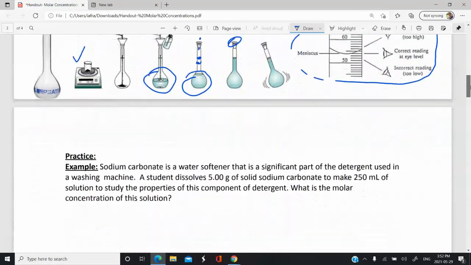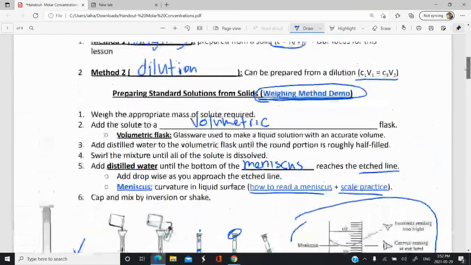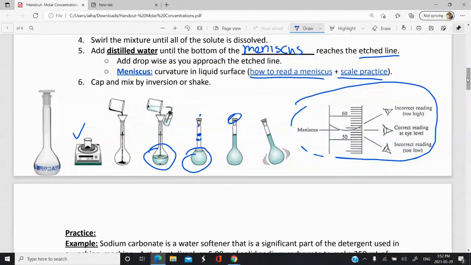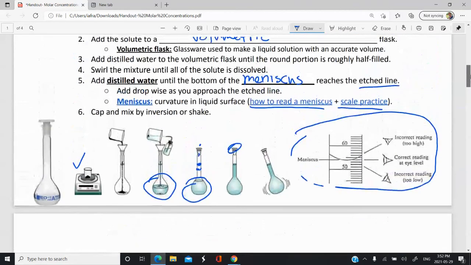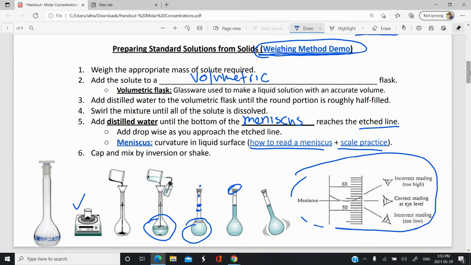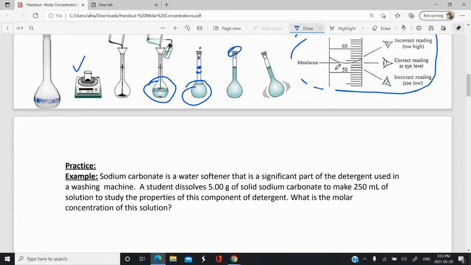So we're going to do some sample problems to show you how to make a solution in this method using calculations. I could be in a lab and say I need a 2 molar solution of sodium chloride, go make it for me. So I'll show you the calculations you need to do that, and we'll also practice doing some sketching to show what it would look like in the lab.